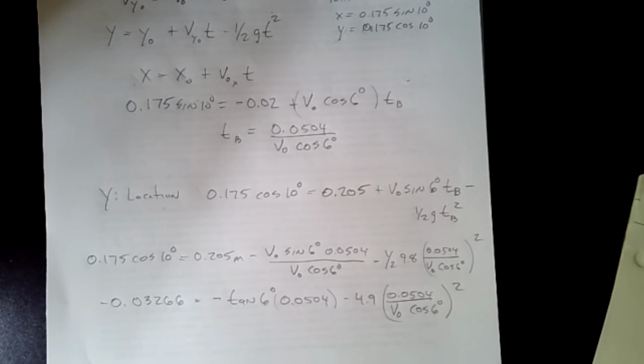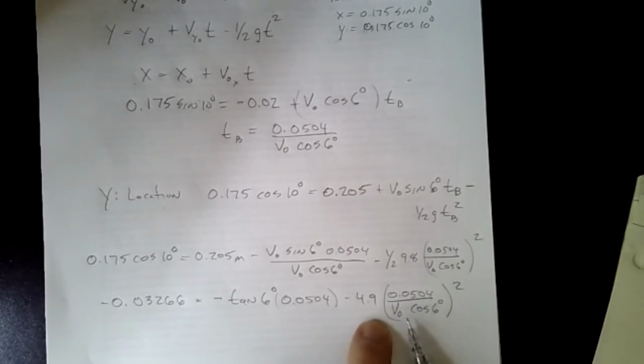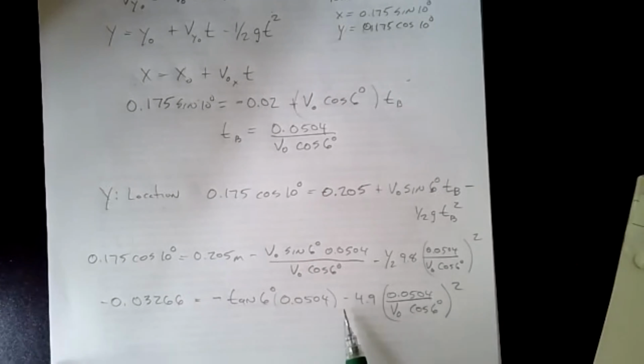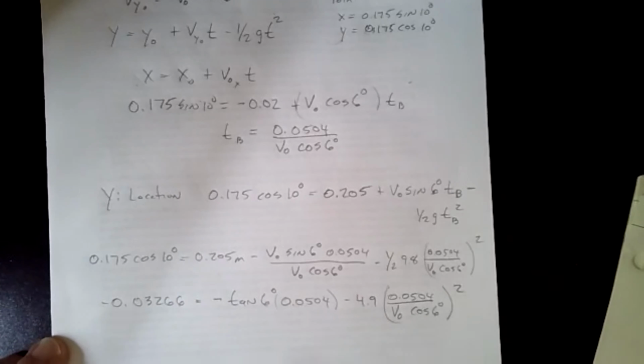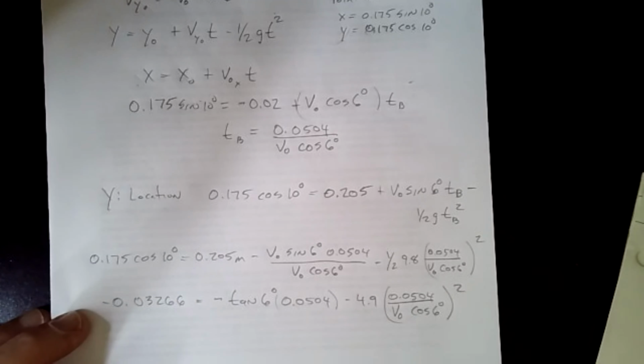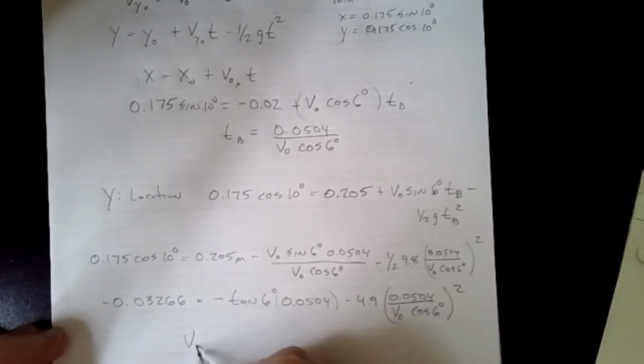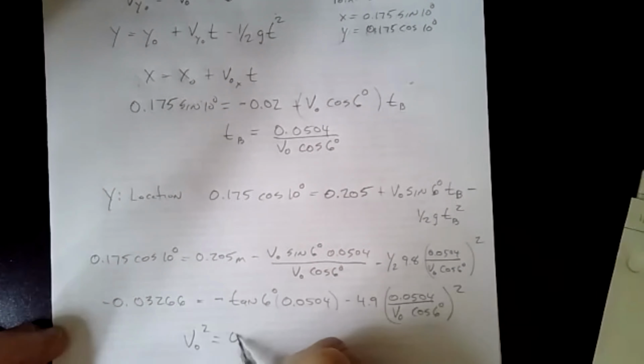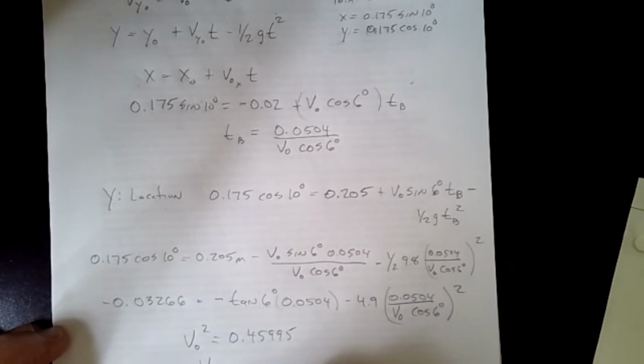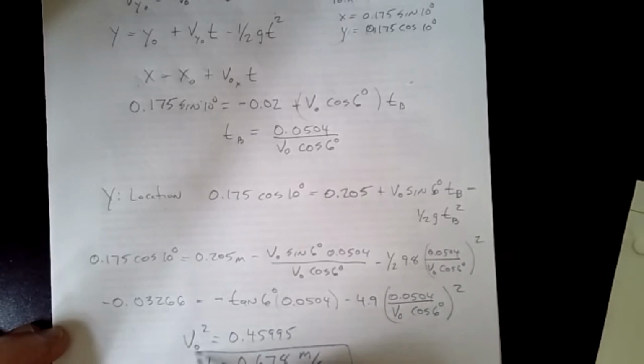So with that, we simplified even further, and you can see that because V naught squared is the only variable, this is a number, that's a number, we're able to solve for V naught. If we simplify it further, and given time, I won't, we end up with essentially V naught squared equals 0.45995, and you guys can check this on your own, or V naught equal to 0.678 meters per second.